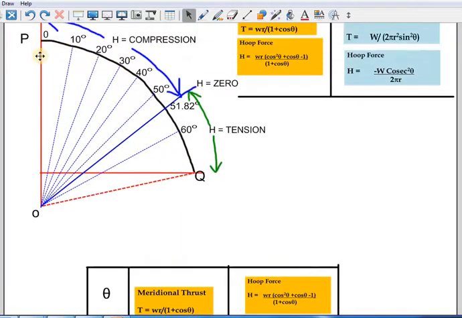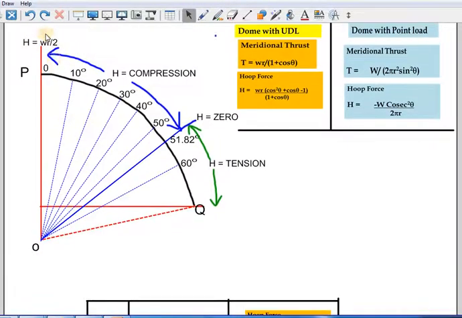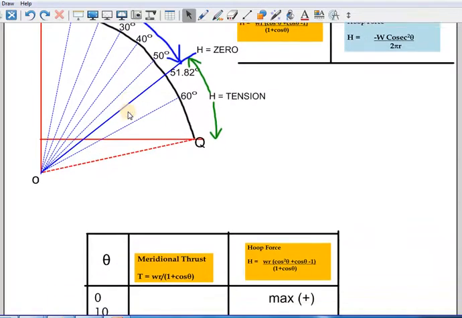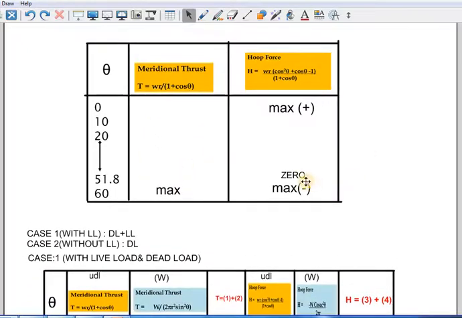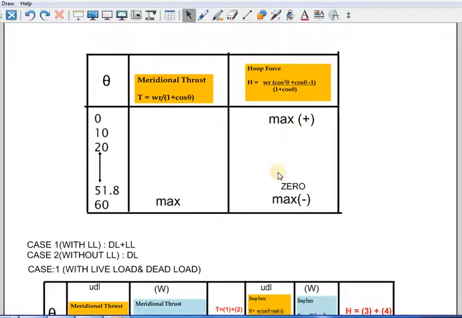As I told you, if theta is 0 here, then 10 degrees, because you will have h here, h here, h here, everywhere, and we don't know which h is maximum or which h is minimum. For finding that out, we will do it like this. So you will get this column for t and this column for h.